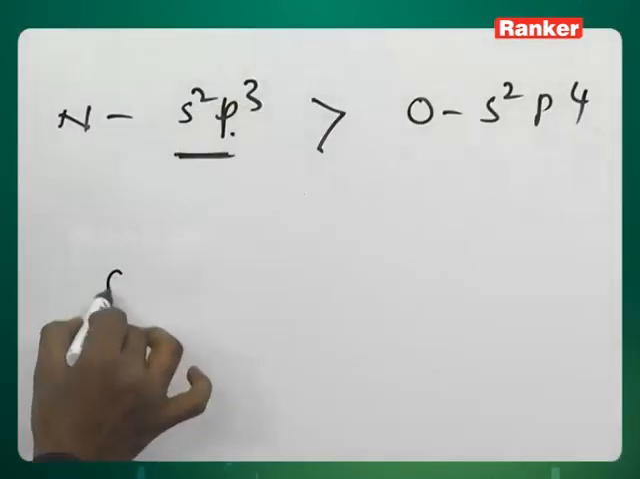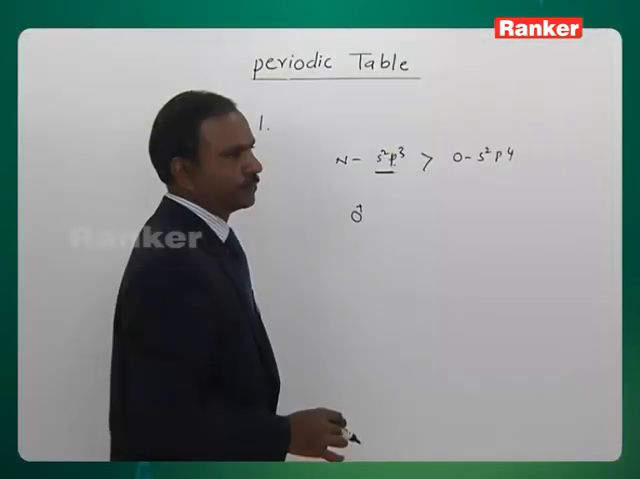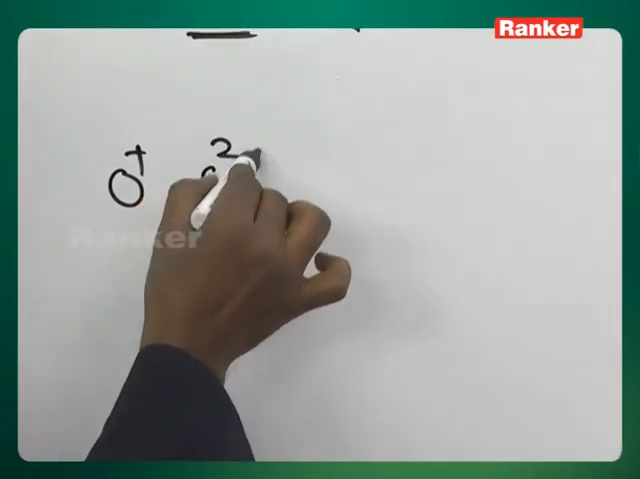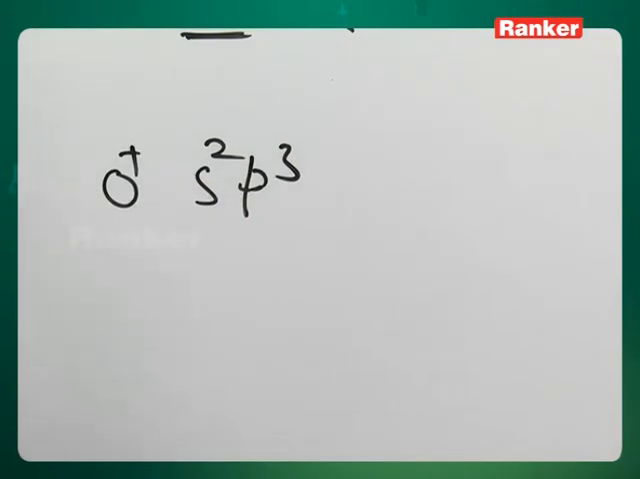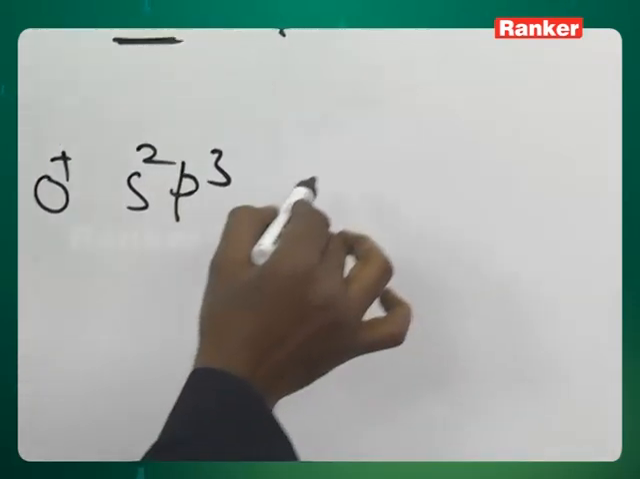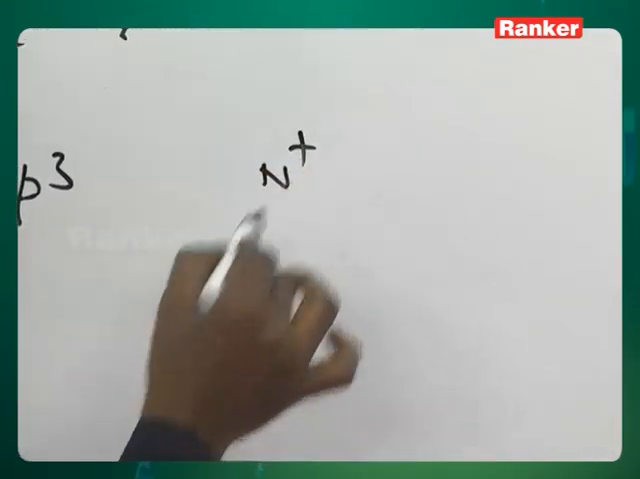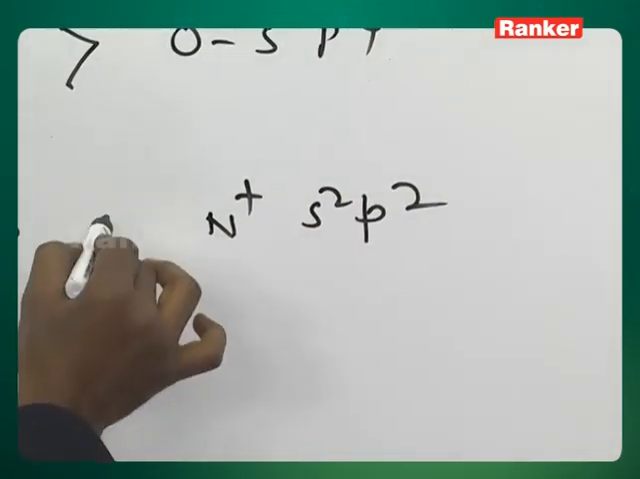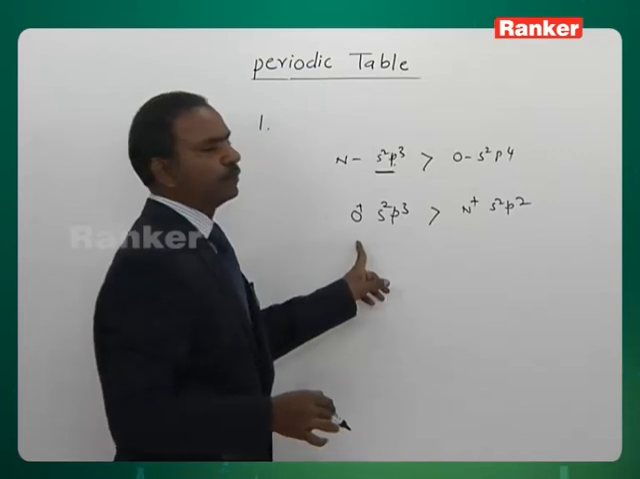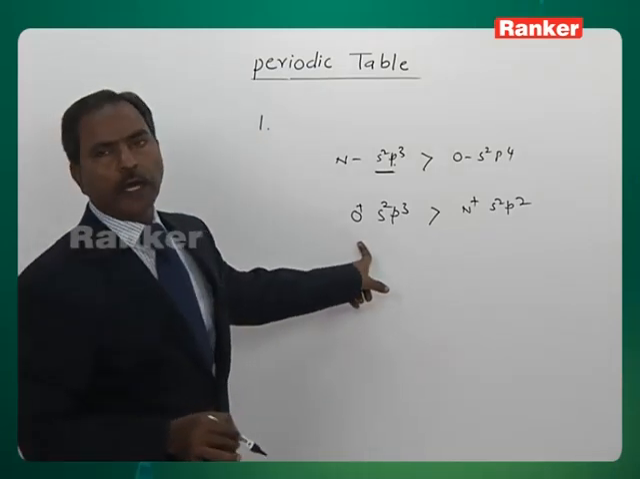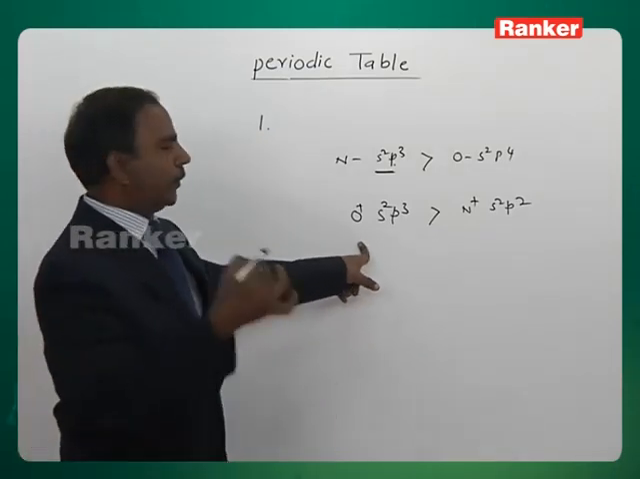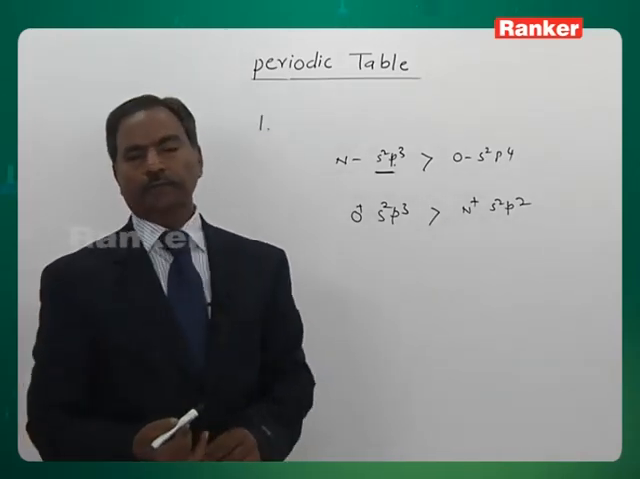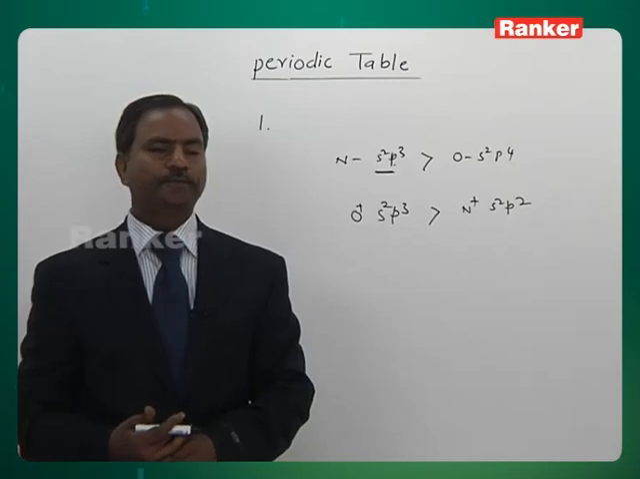IP2 of oxygen, suppose we talk about O plus. One electron is lost from here, then it will be s2p3. Then consider nitrogen N plus, it will be s2p2. Then, IP2 of oxygen is greater than IP2 of nitrogen. That is also correct.